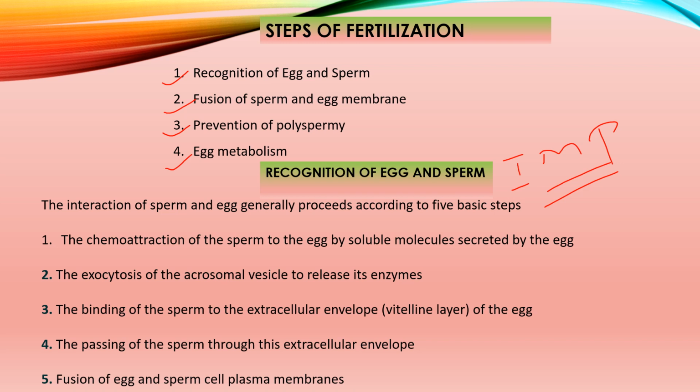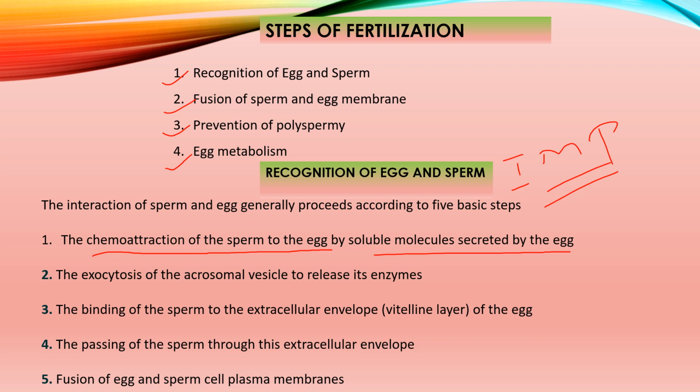The recognition of egg and the sperm basically has 5 steps. You have to remember the steps in sequence. So what happens in the first step? The first step is the chemo-attraction of sperm to the egg by the soluble molecules which are secreted by the egg. And how are they chemo-attracted? By chemical molecules secreted by the egg.